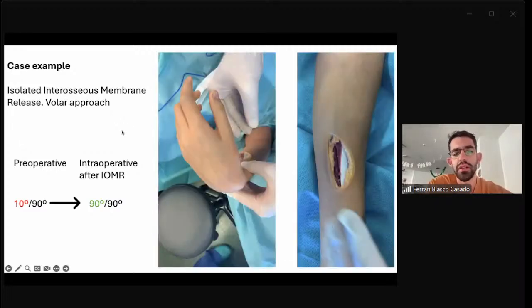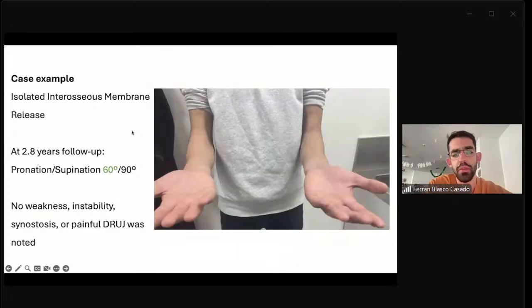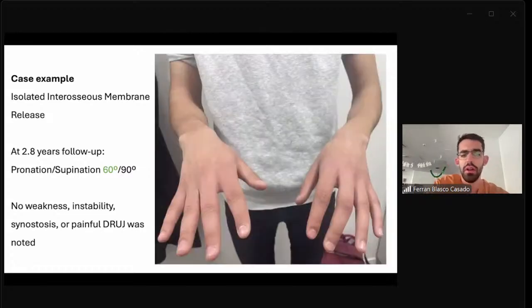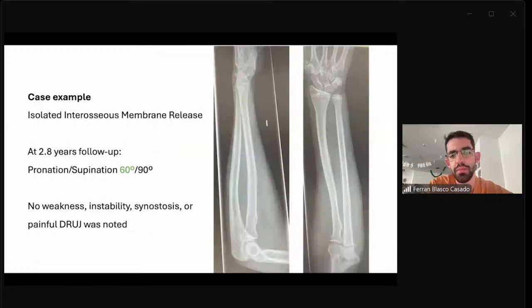Here we can see the small incision we made for this operation, and those are the clinical pictures more than 2 years after the procedure. As we can see, there is full supination, and in pronation there was a small limitation, 60 degrees of pronation. We didn't find any weakness, instability, synostosis, or pain in the distal radioulnar joint. And here we show the X-rays, where we can see that there is no synostosis, and the deformity of the bone is present.